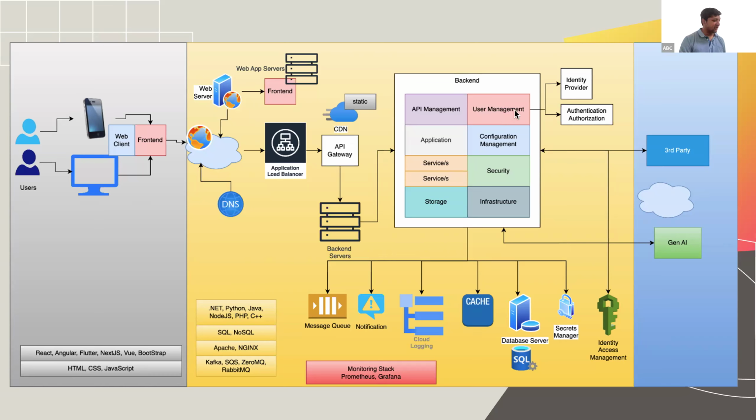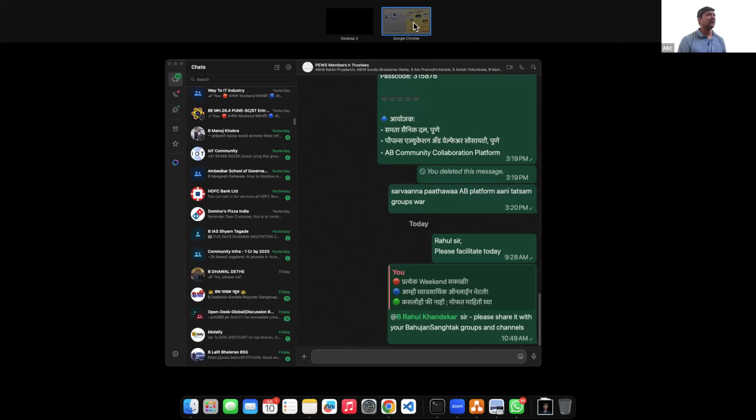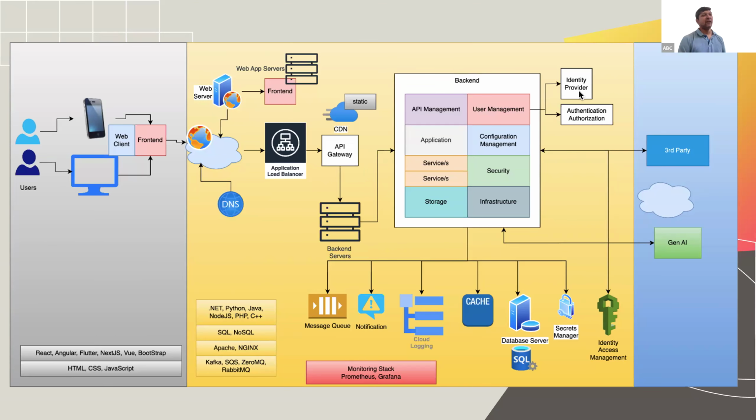User management is about authentication and authorization. There could be an entity called an identity provider, IDP. This could be something like your Google. So whenever you log into any application, for example LinkedIn, you are given the option to log in through Google or Microsoft or Facebook at times, right? So they are basically identity providers in that case, and the authentication happens through them.